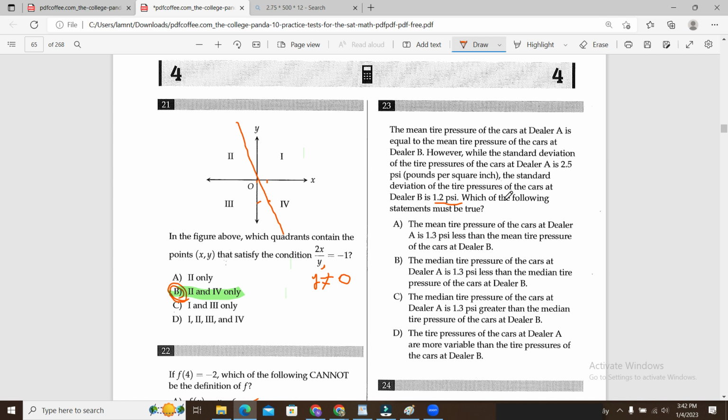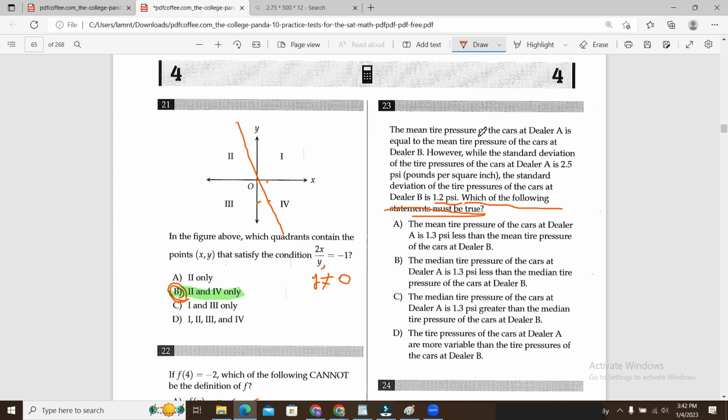Okay, so this is a "which of the following must be true" question. A: the mean tire pressure at dealer A is 1.3 less than the mean tire pressure of the cars at dealer B.